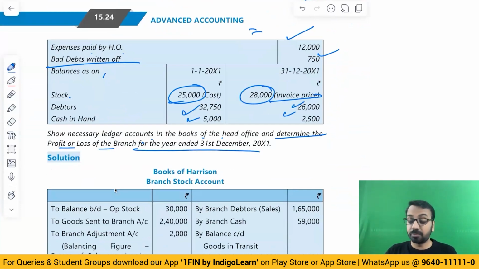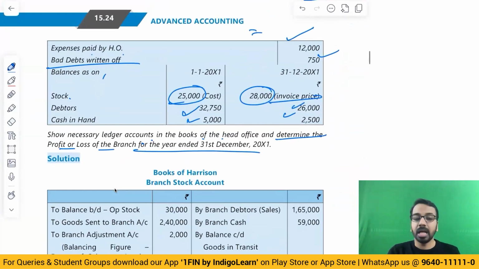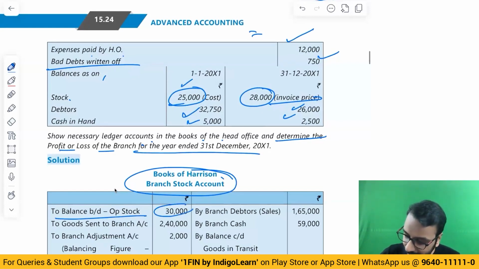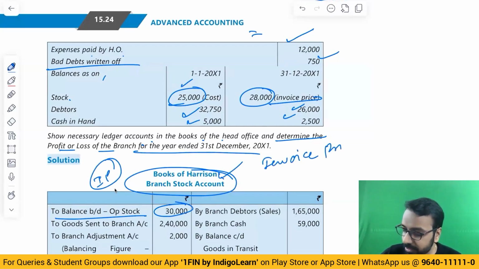Now, in examination, they will not give you a question like this. They will actually tell you prepare as per the stock and debtors method and prepare the necessary ledgers. All right. Now, when we follow the stock and debtors method, what do we do? We prepare something called the branch stock account. Now, in this branch stock account, how will we record the amounts? If it is at cost, no problem. Directly you can take cost and record it. If it is at invoice price, then you will record these at invoice prices. So the stock account will be maintained at invoice prices.